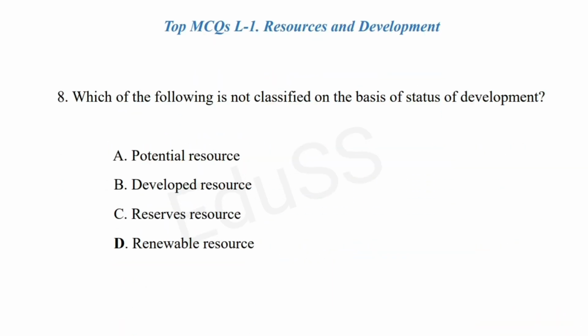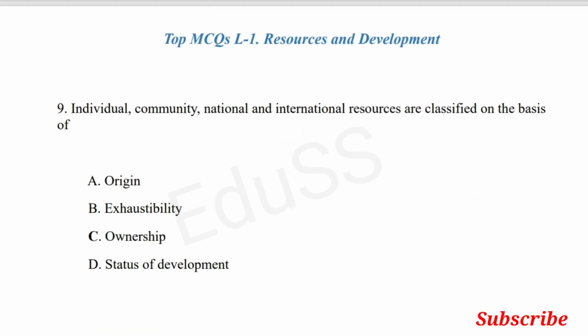Moving to the next. Which one of the following is not classified on the basis of status of development? Now here you must know that based on status of development, resources are classified into four types, that is potential, developed and reserves and stock. Now here the option which is not coming under status of development is renewable resource. That is not under status of development.